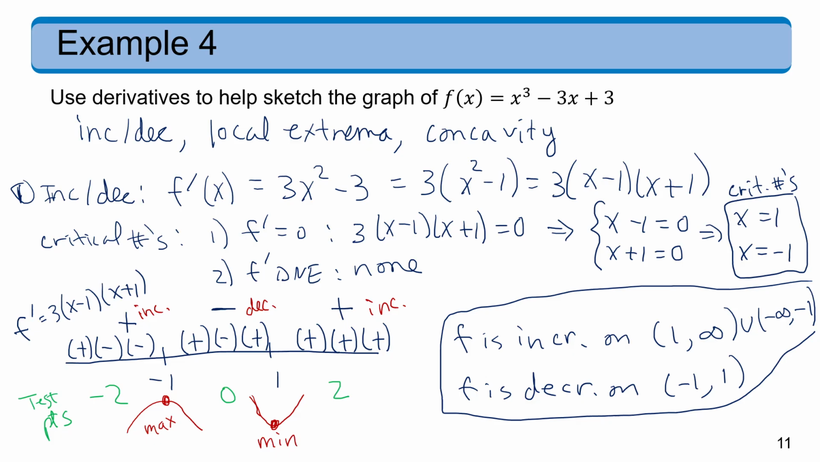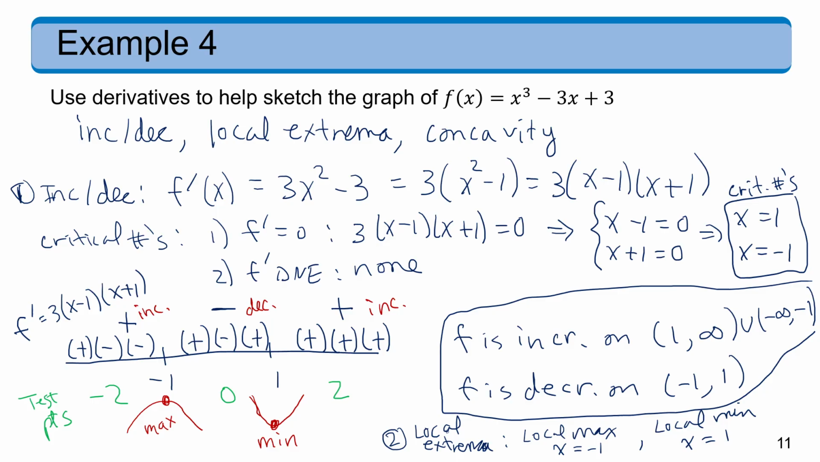Okay, so let's answer the second part about local extrema. We determined we have a local max at x equal -1, and we have a local min at x equal 1. Now it's going to be helpful to find the ordered pairs for these points. Right now we just have the x coordinate.